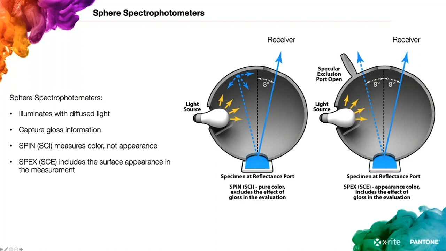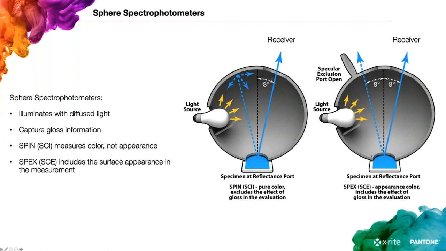So you're not directly illuminating the sample. You're basically shining light within the sphere. There's a port, which the sample is underneath, and the light reflects off the sample, and all this light inside here mixes around, and it goes out to the receiver, and it measures the color. So it includes the gloss information.